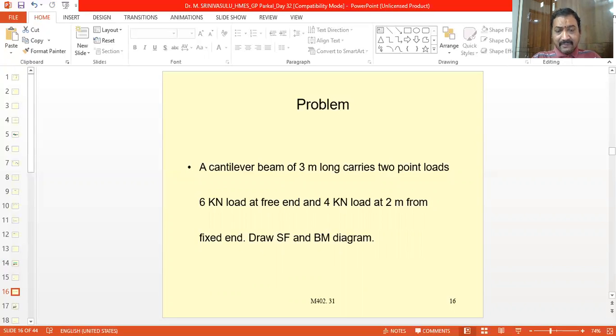In all the cases of the shear force and bending moment diagrams, first of all, with the given data, we should draw the beam. The beam may be a cantilever, or it may be a simply supported beam, like that. Then we have to show the loads acting on the beam at the respective points as per the given data. So that is called the loading diagram.